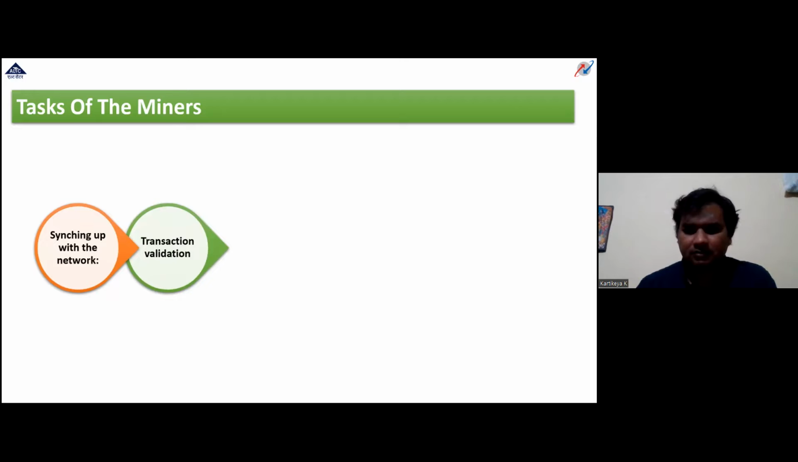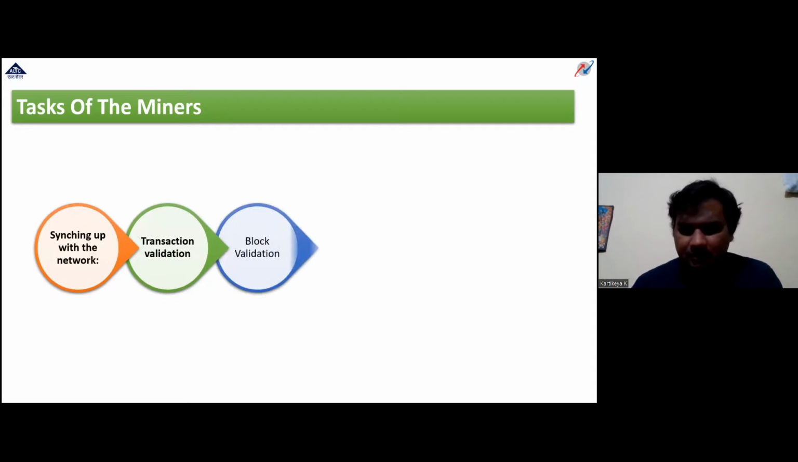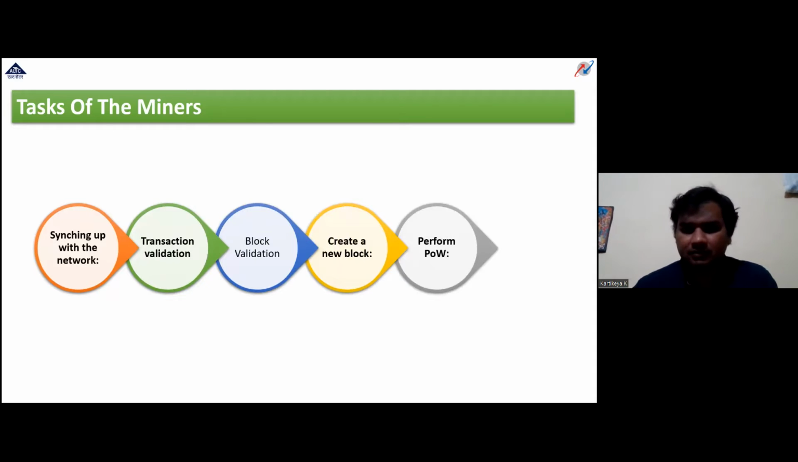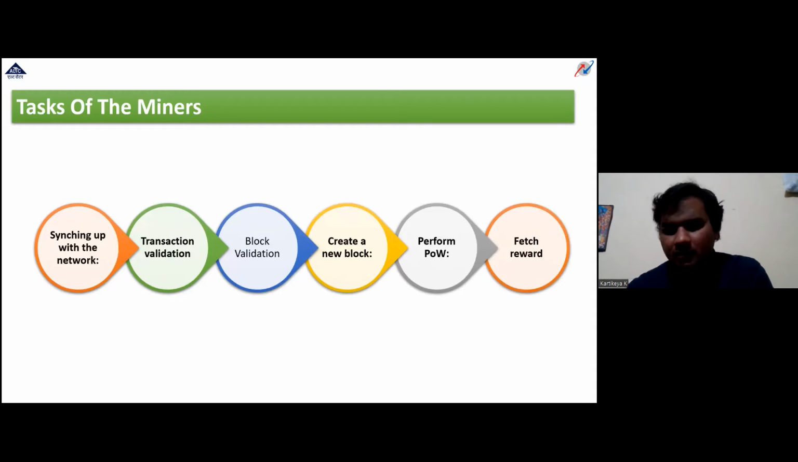Next, validation. The transaction is validated by the miners. And then that validated transaction must be broadcasted across the network. And then finally, a new block is created. And to create that new block, proof of work has to be performed. For solving this puzzle, proof of work, they will be rewarded with Bitcoins.